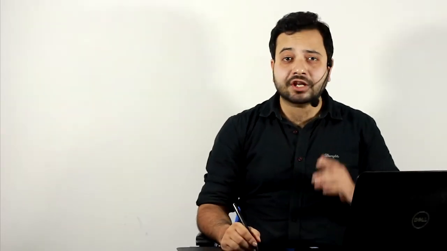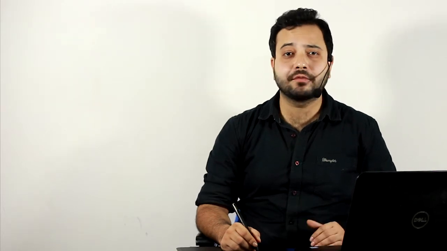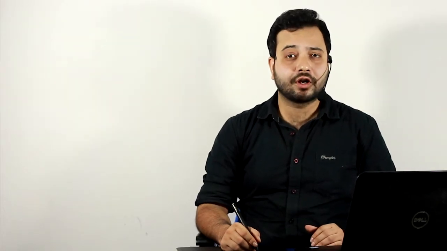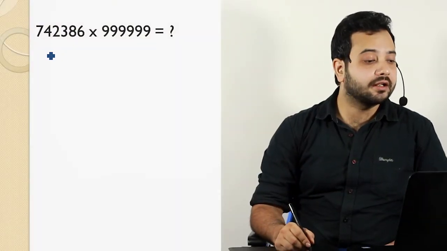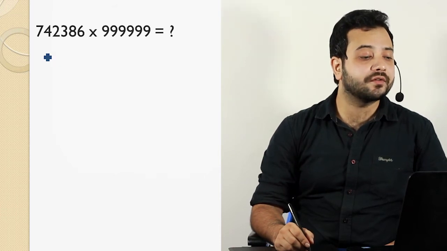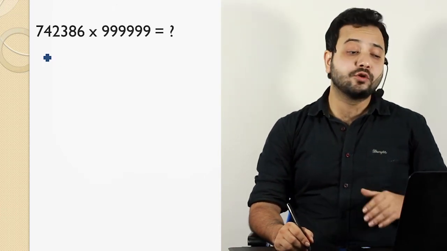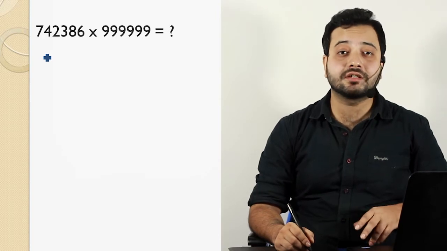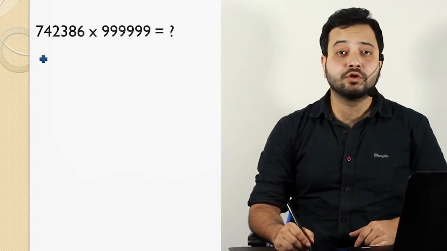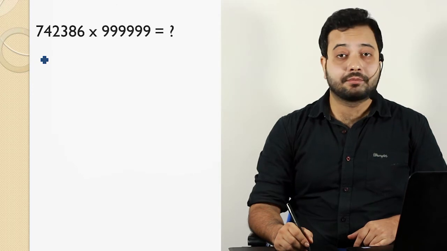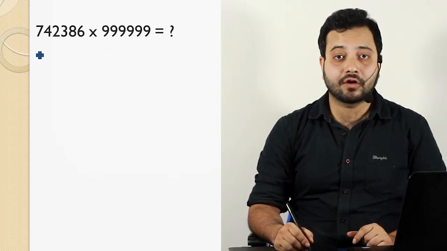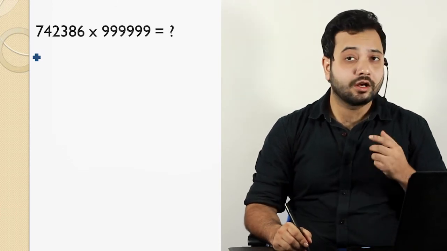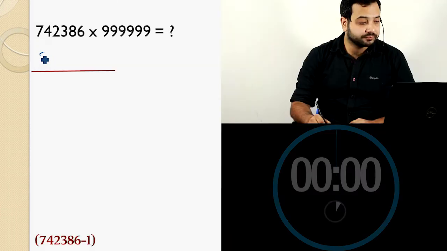So let's see if we can actually do this in 5 seconds and prove that what we have is true. I'll choose a series of 9s, which is 999999, and I want to multiply this by the number 742386. You do realize that these are very large numbers, and if I multiply them using the usual methods, it might take me 5 minutes. But we're going to do it in just 5 seconds. So in 3, 2, 1, let's go.